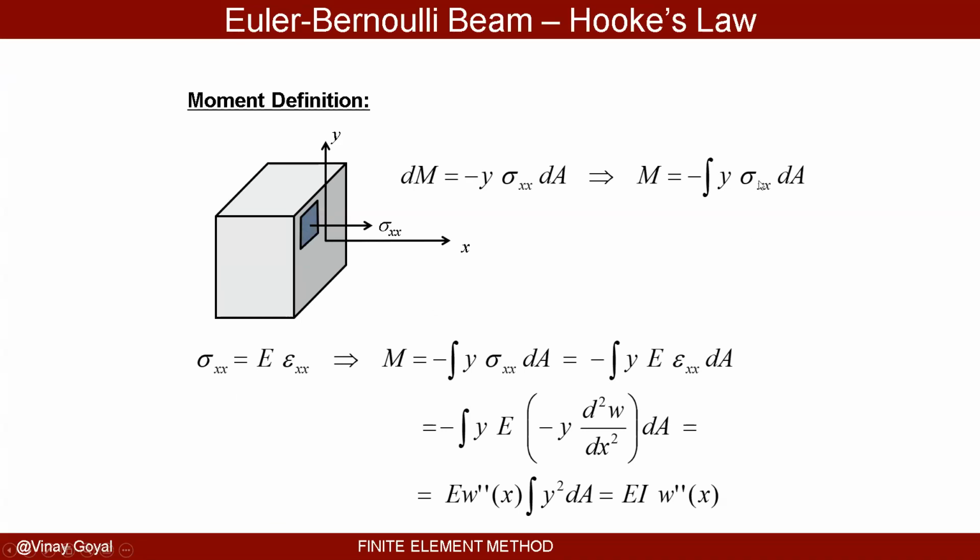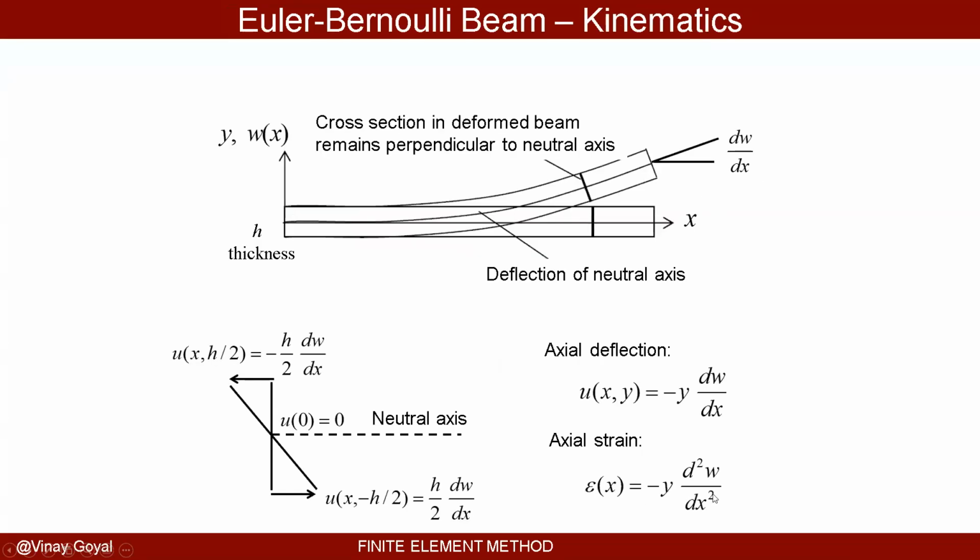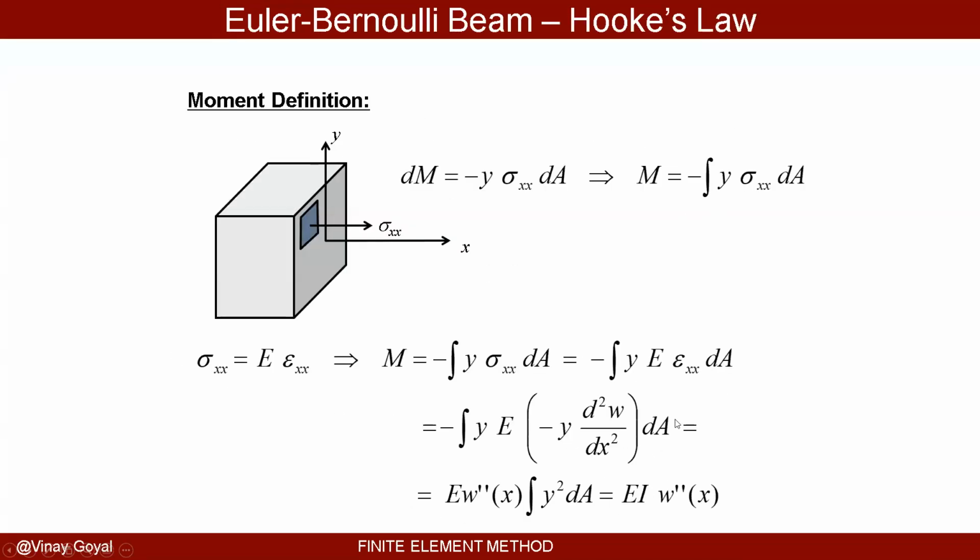And I'm going a little bit faster because we already derived these equations. And I really invite you to pause and re-derive them and make sure you understand the concepts. So here, epsilon xx was previously calculated as this expression. I plug that in here and I get y squared now. The minus and minus cancel out, and I get this y squared dA.